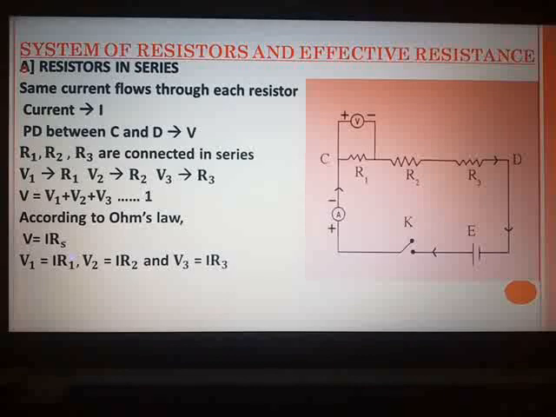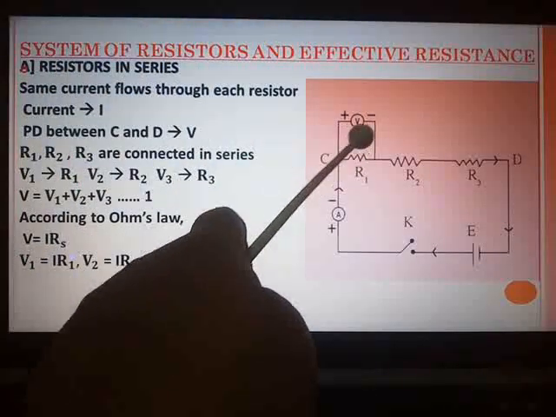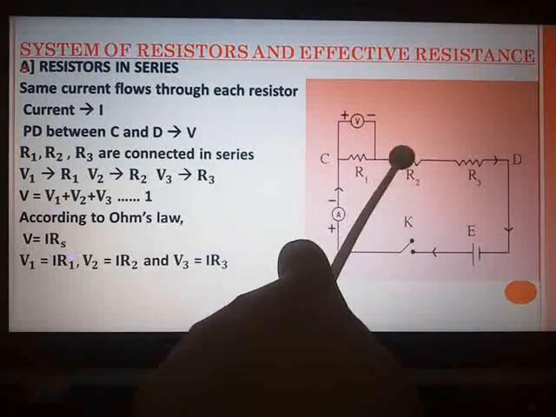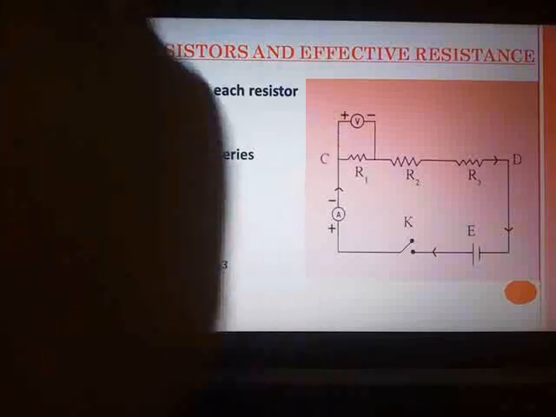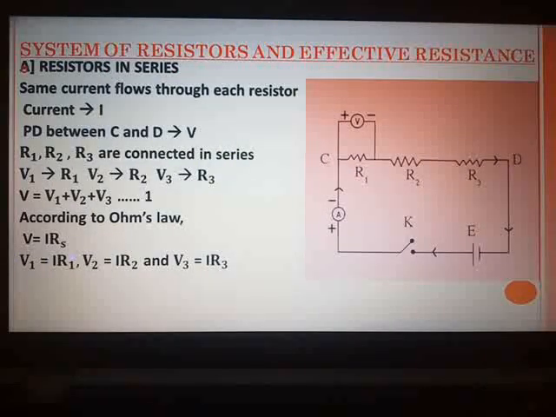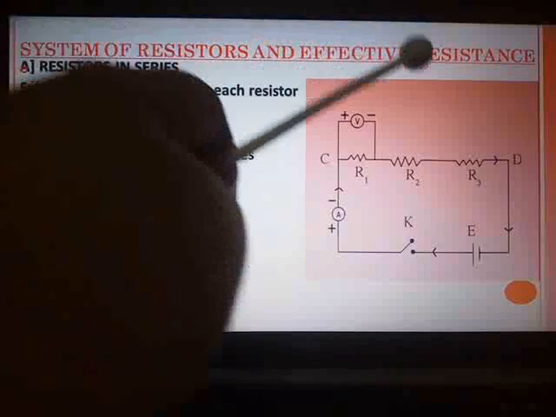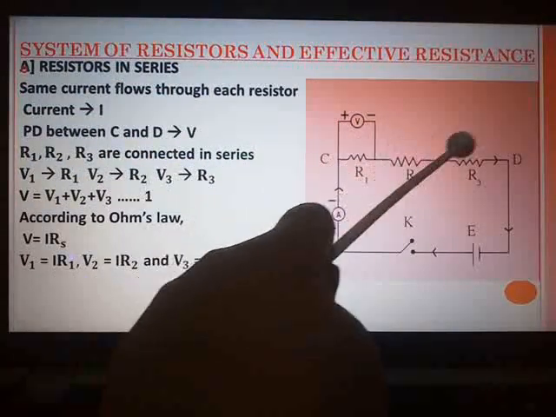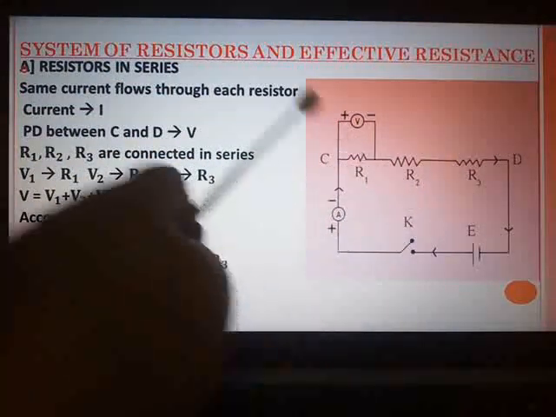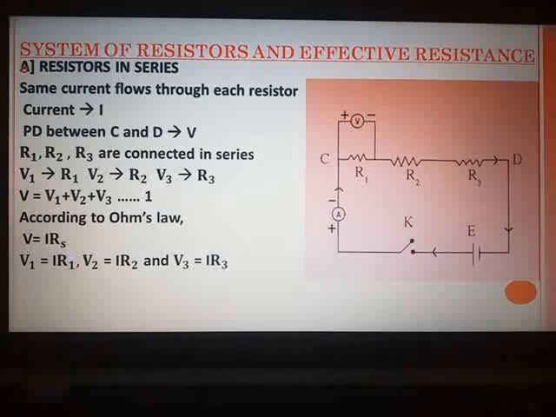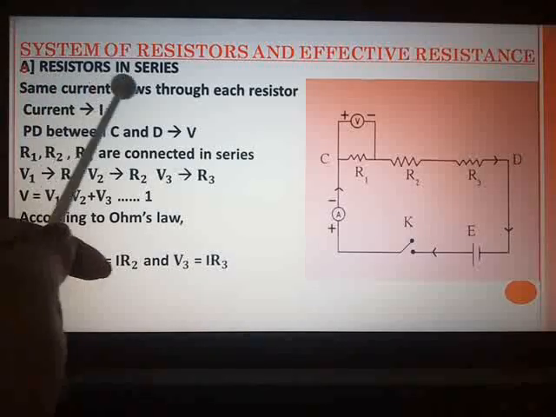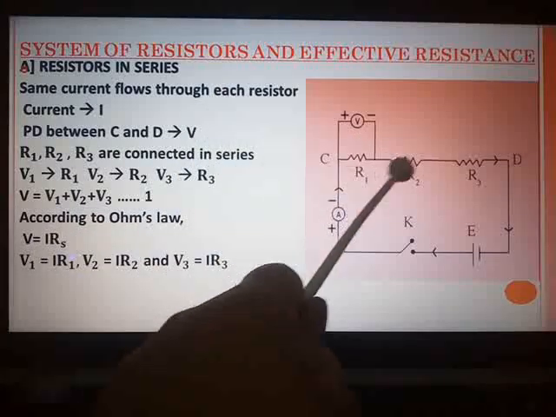So when you say that these are the resistors R1, R2, R3, you can see the ends of the three resistors are connected. They follow the order of one after the other in a single line, and in such a case you say that the resistors are connected in series. What is the main property over here? The same amount of current flows through each resistor.